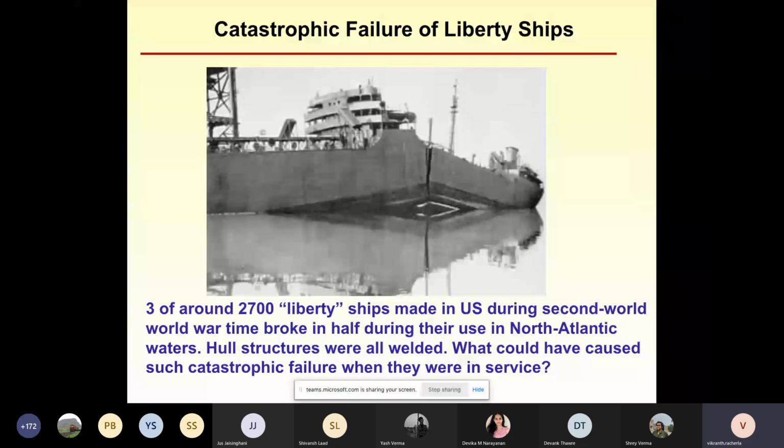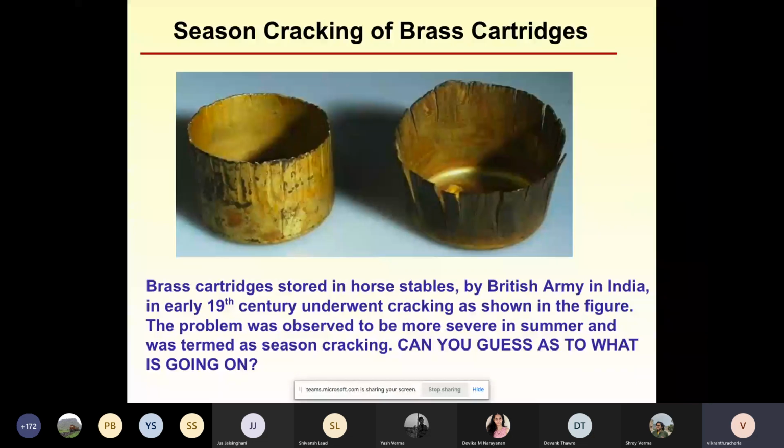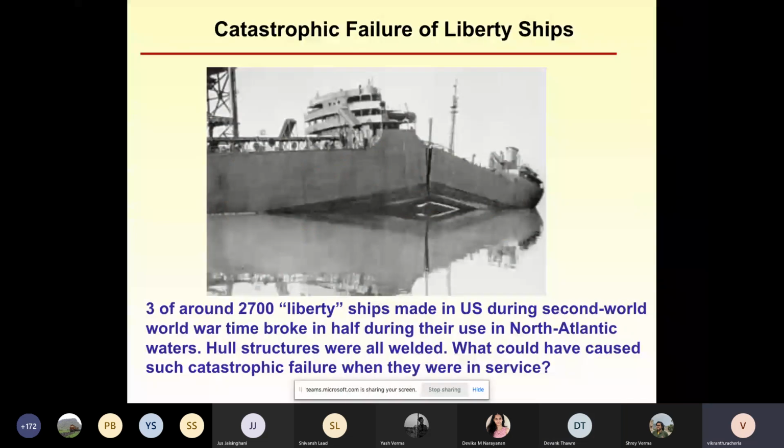Okay, next, let me move on to another story. Sir, why did only three ships face this situation instead of all those 2,700? Good point. Failure is not uniform normally. It could have happened that in many of the other ships there were problems, but they did not break into two. There were extensive fractures, but they did not catastrophically break into two.